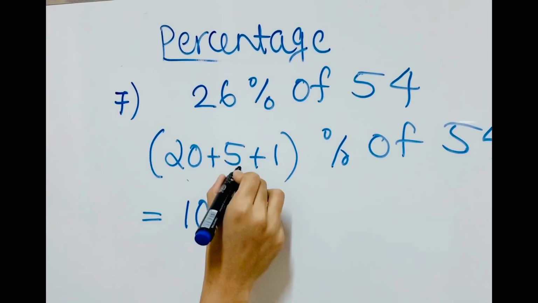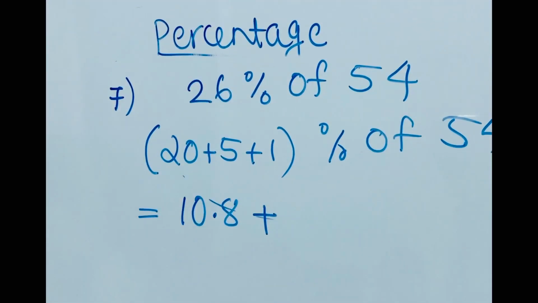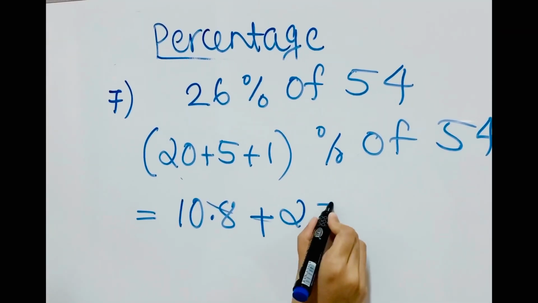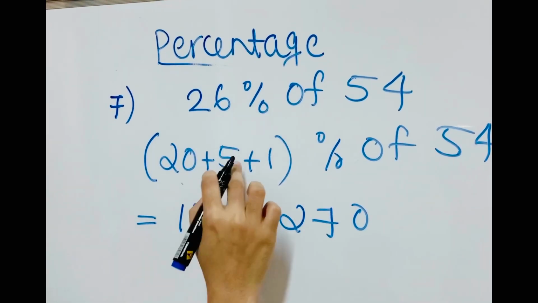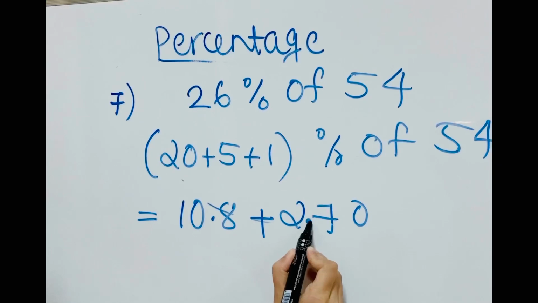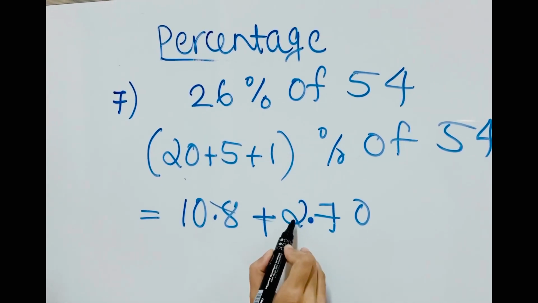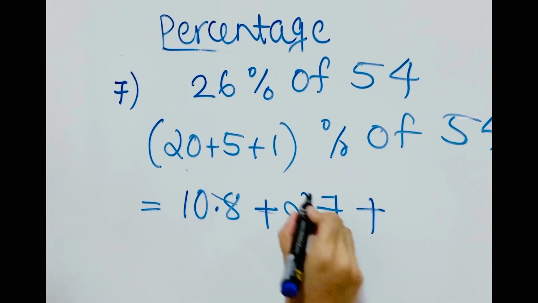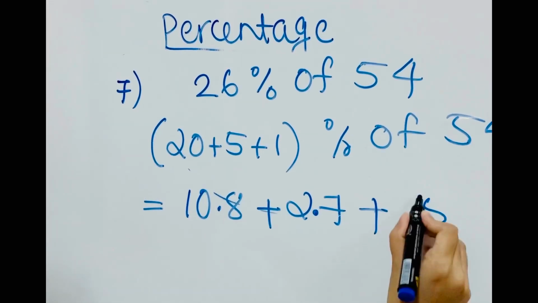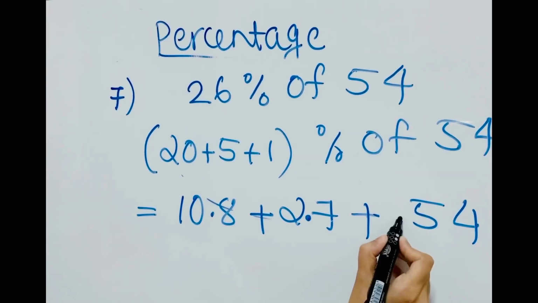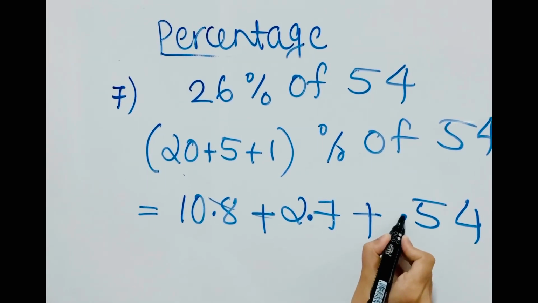Plus 5 into 54. 5 into 54 is 270. Since there is a missing of two zeros, we can shift these two points and place a point here. So it will be 2.7. Then plus 1 into 54, that is 54. But here also there is the missing of two zeros. Then we can shift two points and place a point here.